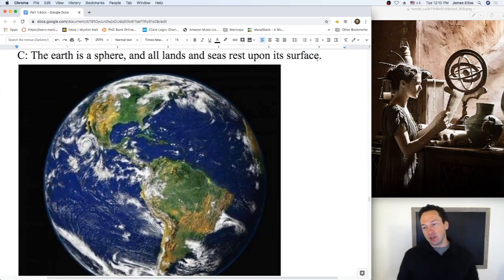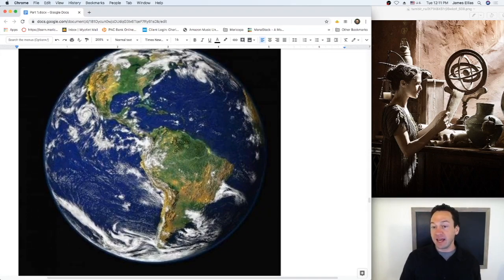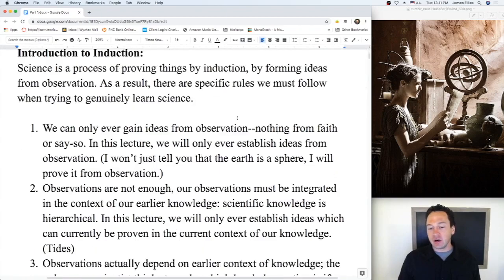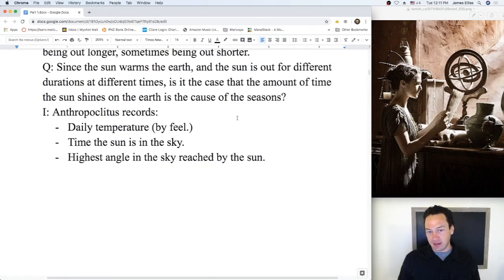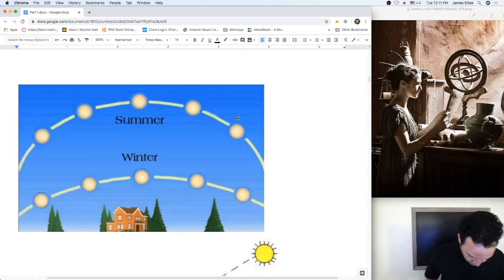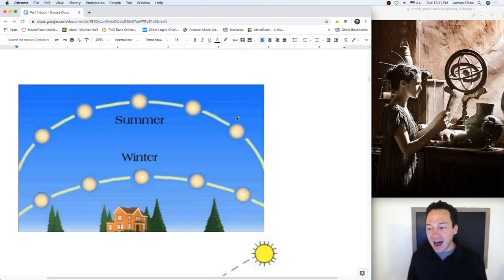And that leads us to conclusion 5. The Earth is a sphere, and all lands and seas rest upon its surface. So think about the enormous amount of progress we've made so far. And this is nothing in comparison to the journey that we will be taking throughout this entire class. But look at what we started. We started without knowing anything. We didn't know when summer would come. Wouldn't know when winter would come. People would just die in the winter.